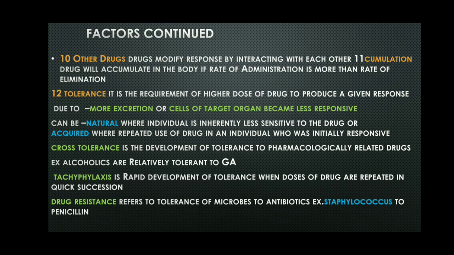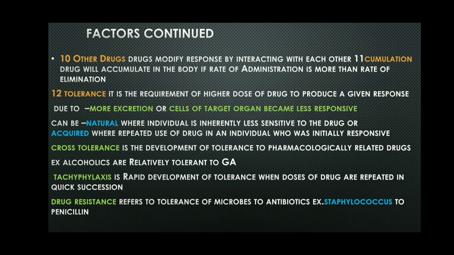Now other drugs modify the response by interacting with each other. So drug interaction, the 10th point we are having is drug interaction. The 11th, cumulation. What happens in cumulation? A drug will accumulate in the body if the rate of administration is more than the rate of elimination. We know that. If administration is more and elimination is less, the drug is going to accumulate in the body, toxicity will occur, and obviously the response will get altered and modified.